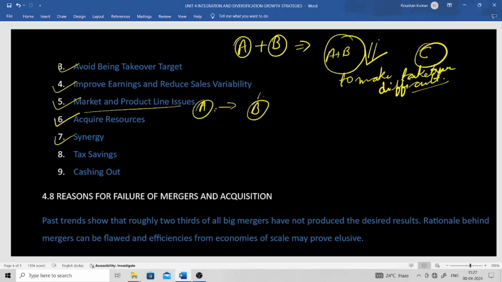Then next you have tax saving. The acquiring company may reap tax savings depending on the market value of the target company's assets when compared to the purchase price.